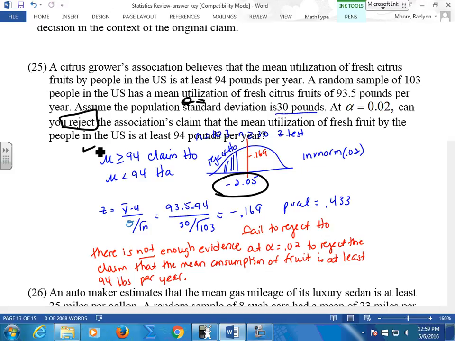If my level of significance is 0.02, that means this area right here, and make sure you label it correctly. Make sure you label it H0, reject H0. Make sure you label this fail to reject H0.